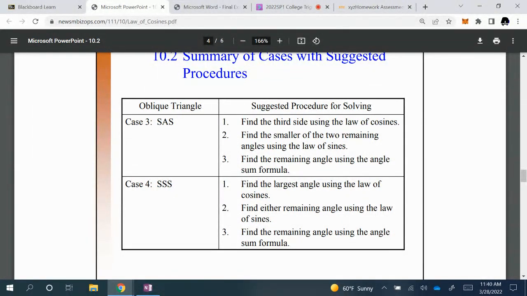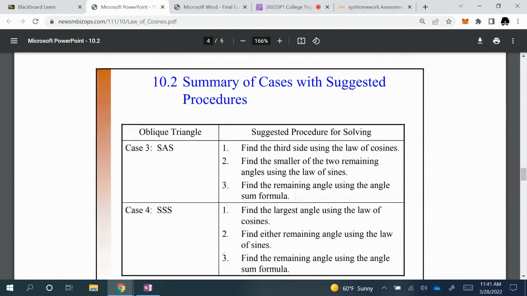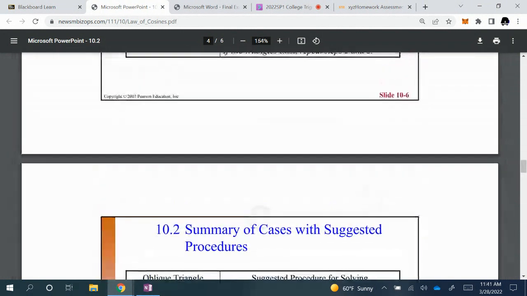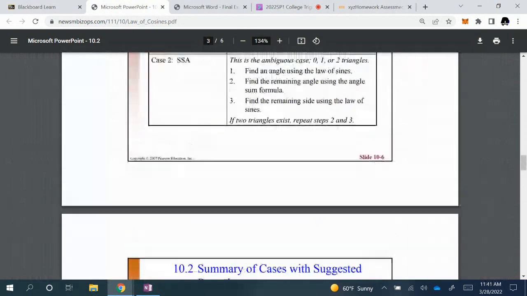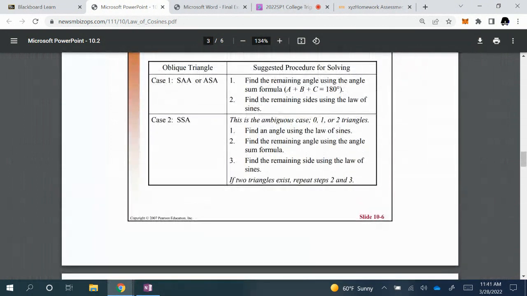However, in this XYZ course, we're given information about an oblique triangle, but we're only asked to find one thing. Like we're only asked to find a side length, or you're only asked to find an angle measure. You're not required to solve the entire oblique triangle. So I wanted to go through the suggested procedures just in case you come across an example or you're trying to solve a right triangle and they don't guide you into what to find first, what to find second, or what to find last.